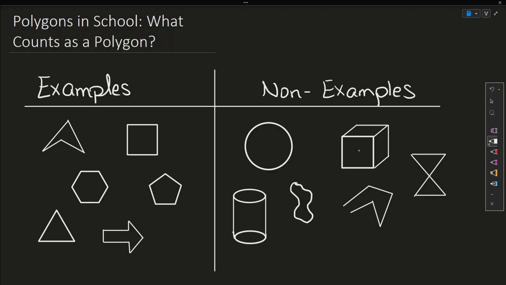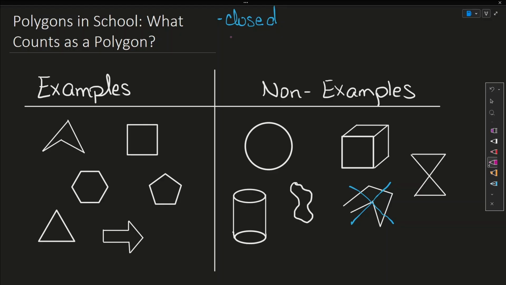A polygon needs 4 defining characteristics. The first is that it needs to be closed. Closed means the shape must come all the way around and connect back to itself. This one right here is not closed.